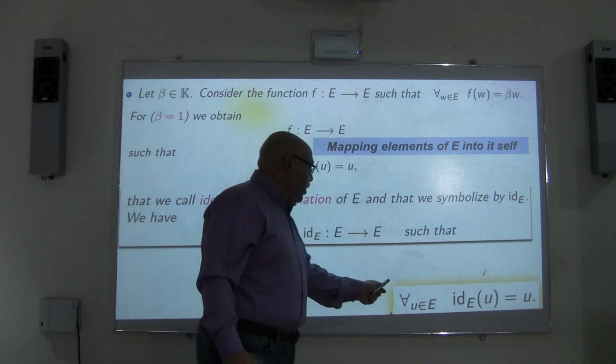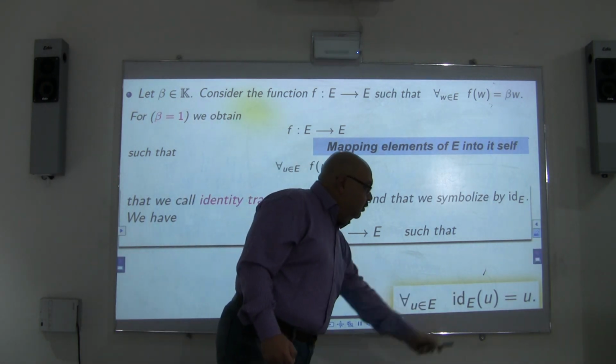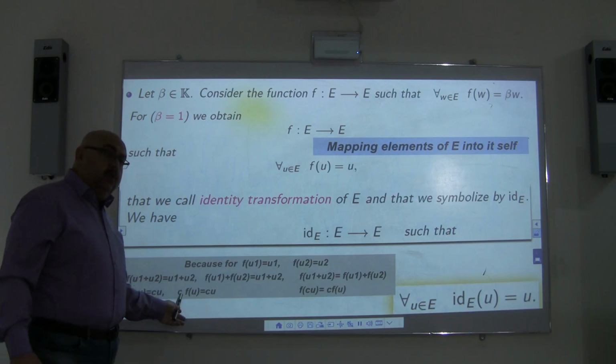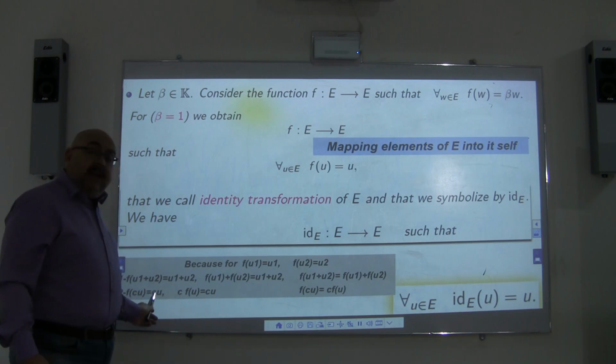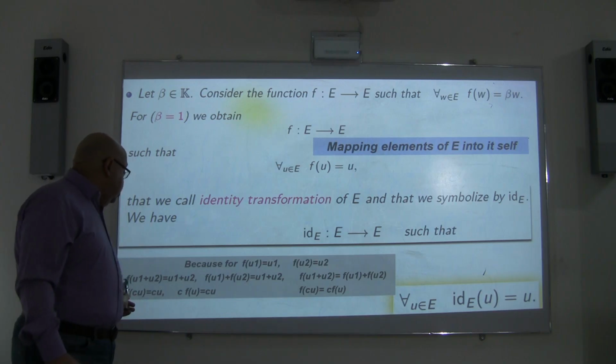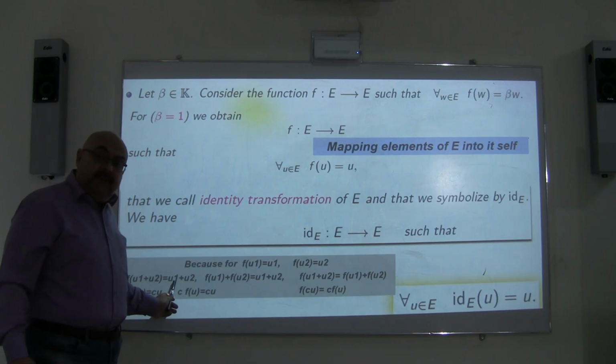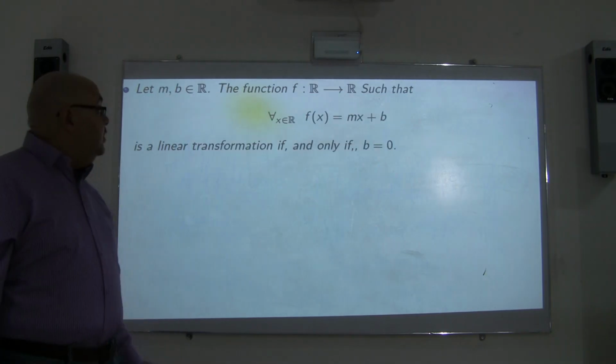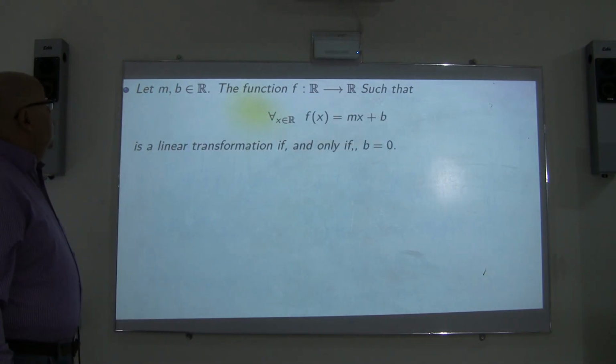For every U belongs to E, the ID of U is equal to U. And of course, it's a linear transform also. Simply it can be shown by adding the function of U1 and U2, which will be mapped into U1 and U2, and if you multiply by a constant, you will have the same result, so it's a linear transformation.